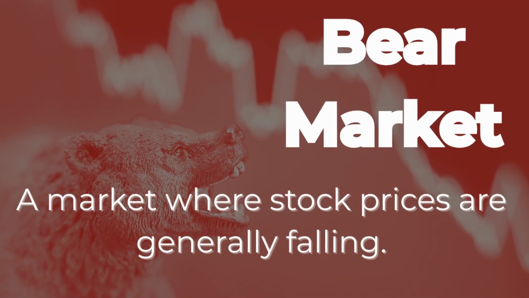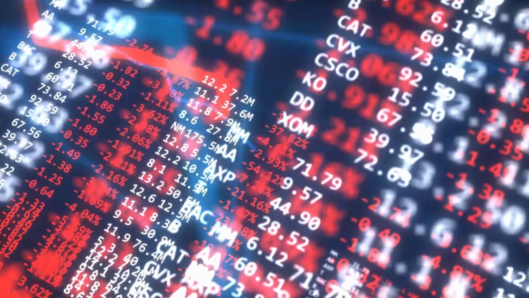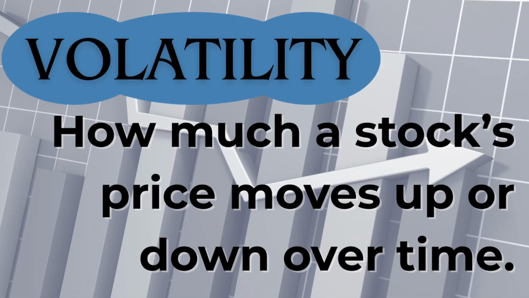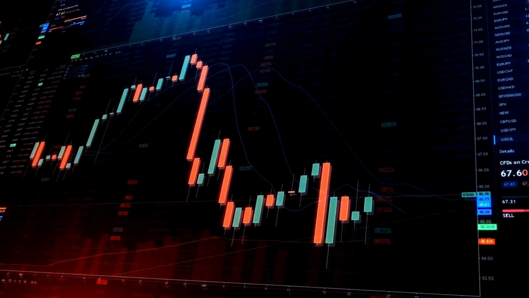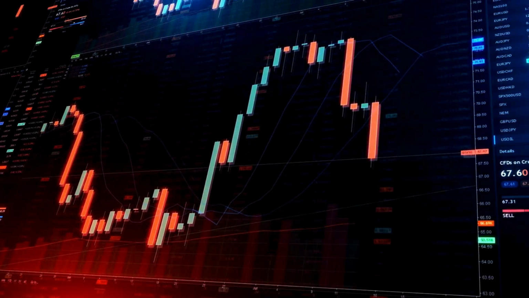Bear market. A bear market is the opposite of a bull market. Prices are consistently going down over time. The stock prices are decreasing. For a bear market, you can think of a bear striking down, and that's the direction of price. What is volatility? Volatility is how much a stock's price moves up and down. For example, if Tesla jumps up 10% in one day, and then the next drops 8%, that is high volatility.